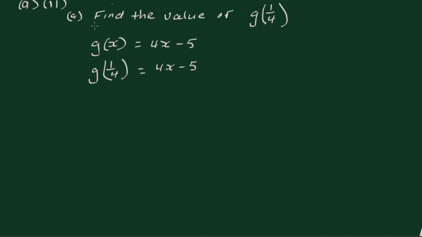looking at the second question, find the value of g(1/4). So the function g equals 4x minus 5. To find the value of g(1/4), remember a quarter will be the input to the function. So the input to the function g is a quarter. Anywhere we see x, we'll replace it with a quarter.